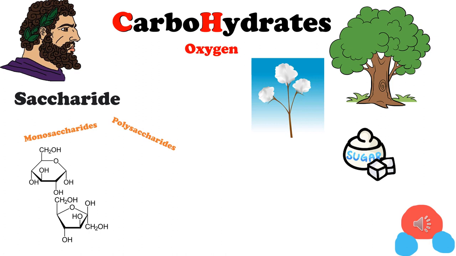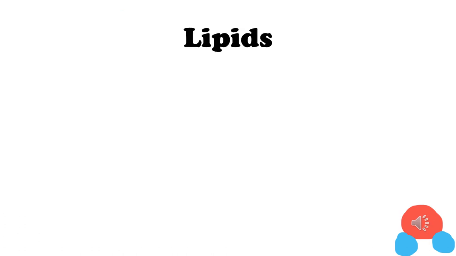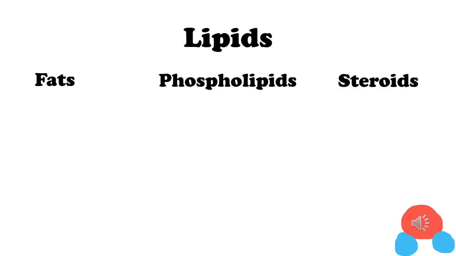There are also both short and long-term energy storage for the body, as well as structural molecules like lignin for wood shown here. Lipids are a broad group of compounds such as fats, phospholipids, and steroids.